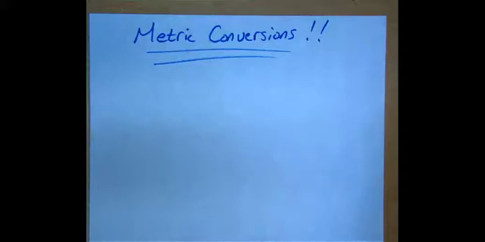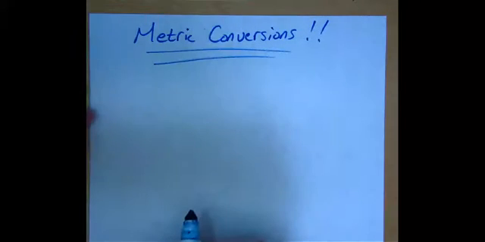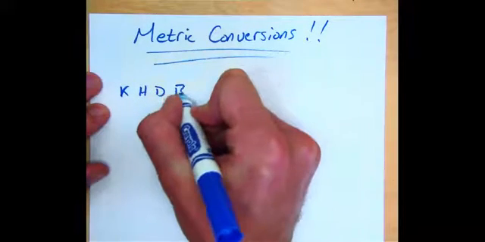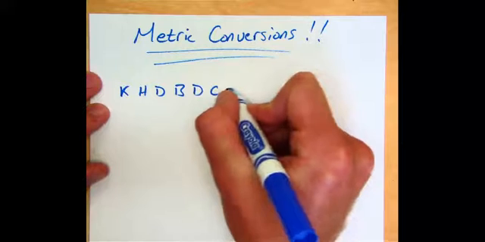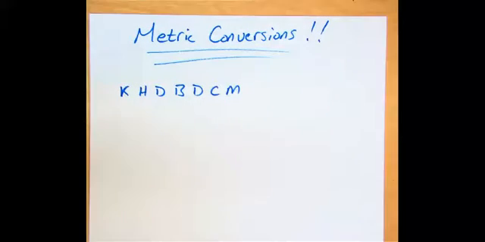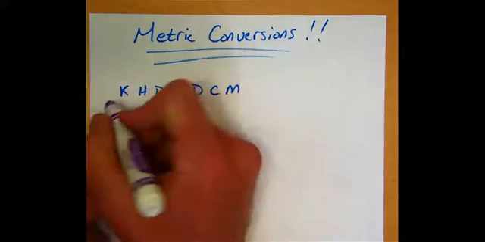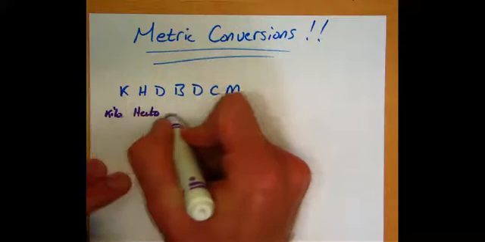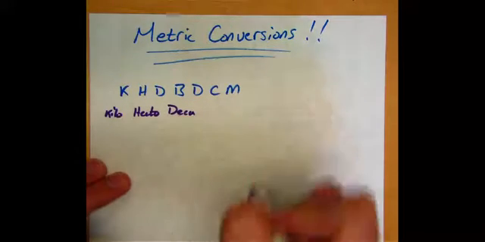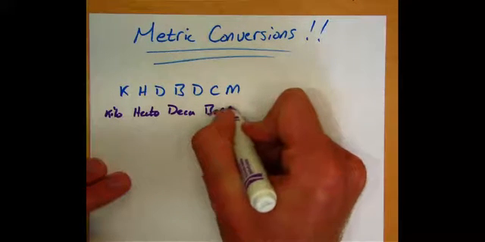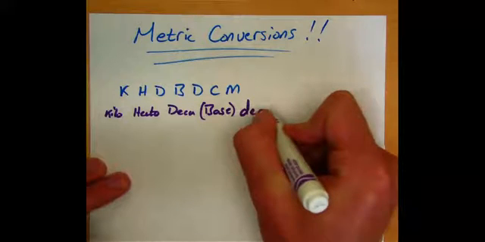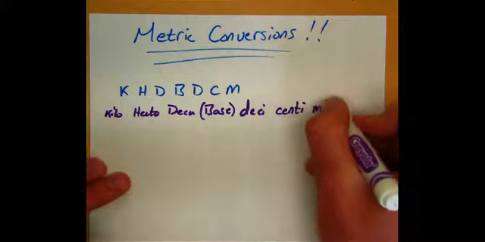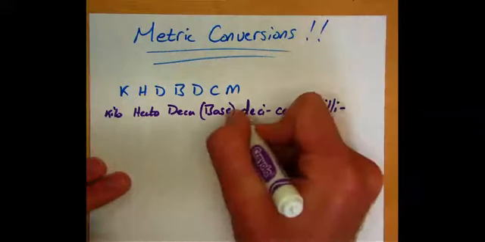This year, in order to teach metric conversions, we used our mnemonic device, which was King Henry died by drinking chocolate milk, where the K stood for kilo, H stands for hecto, D stands for deca. This is our first D. B is our base. Deci is our second D. C is centi. And M is milli. Again, these are all of our metric prefixes.